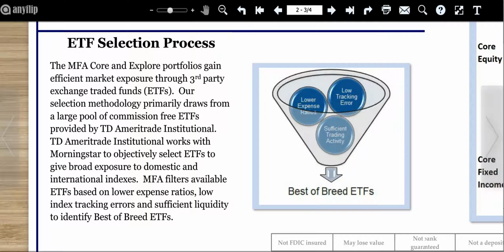For example, we have a portfolio of 23 ETFs. Only 2 of the ETFs have a ticket charge, and they can be as low as $6.95 per trade. Our ETF selection process also prioritizes ETFs with lower expense ratios. Included in the portfolios are ETFs from Vanguard, iShares, and Spiders, some with expense ratios as low as 0.06%.